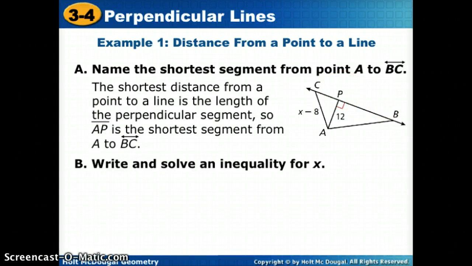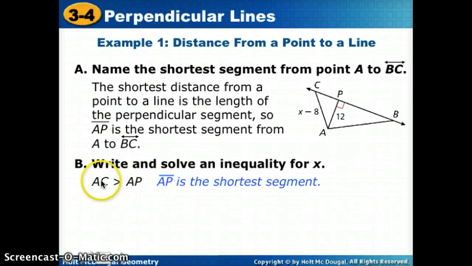It says write and solve an inequality for x. So this is kind of new. Notice that we have two segments here, and one is shorter than the other. We don't know how long AC is, but we do know that AP must be shorter because that's the shortest distance from the point to the line. So we've established AP is the shortest segment, so AC should be greater than the measure of AP.